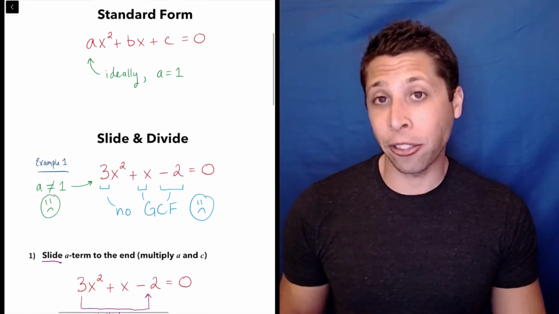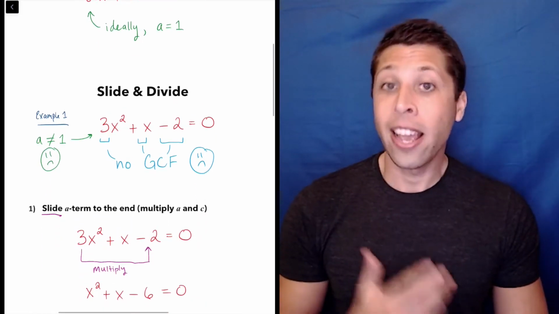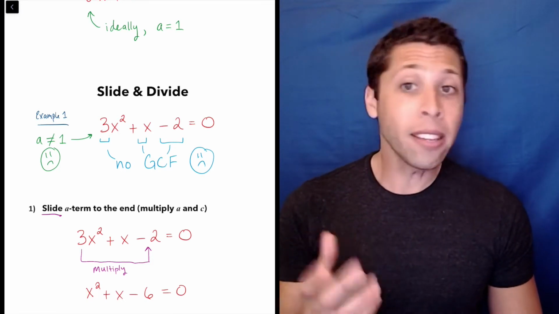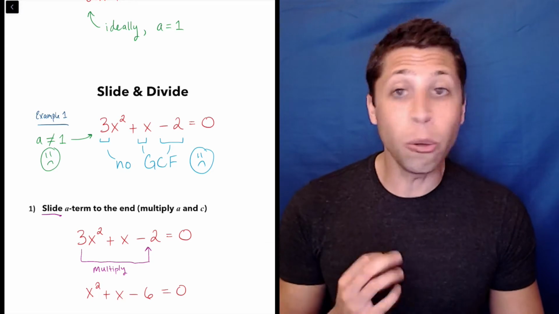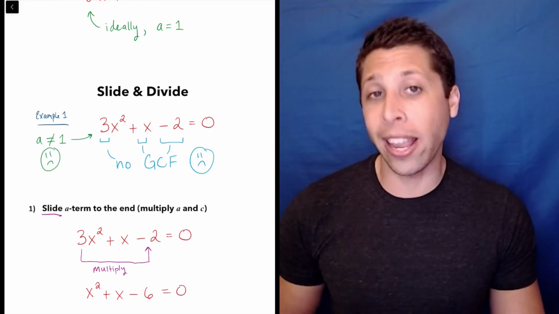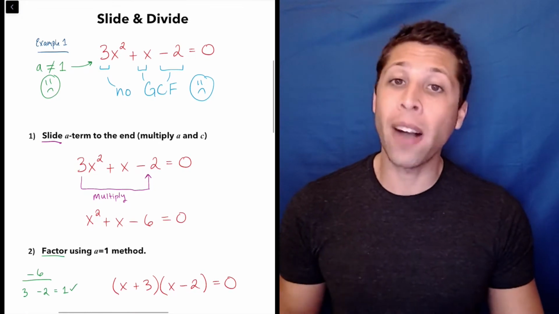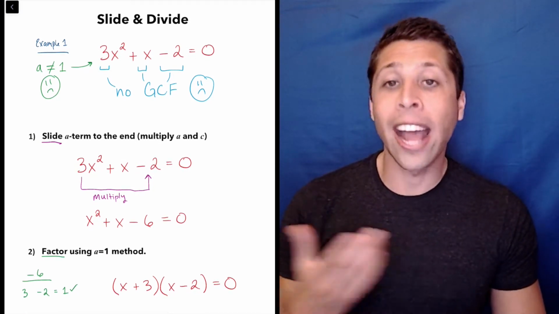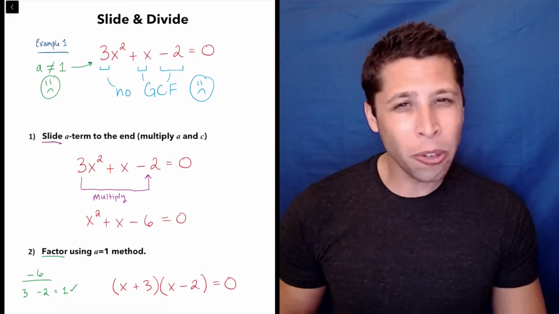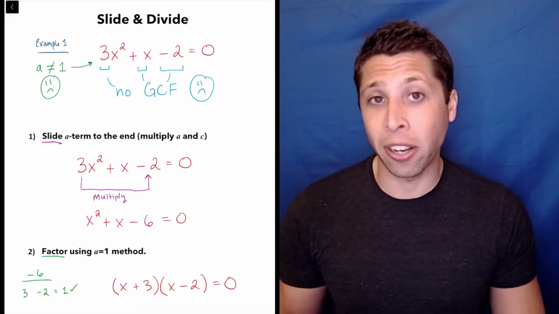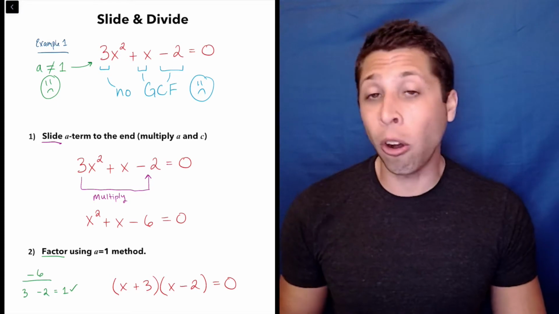First, we take the a term and slide it to the end. In other words, we multiply the c term by the a term. This gives us a new equation with a new c term and where a equals 1. Now we can try factoring the normal way by finding numbers that multiply to c and add to b. This won't always work, in which case we'll need to use quadratic formula on the original equation, but if it does work, we're almost done.